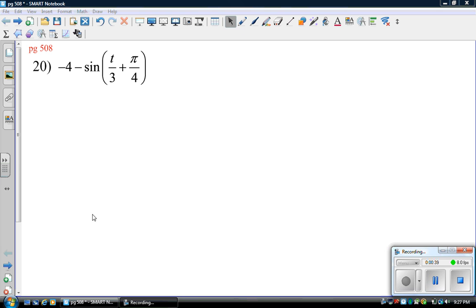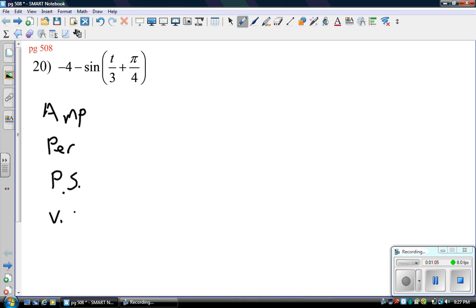Okay, let's start with number 20 from the homework. The directions on these just said state the amplitude, period, phase shift, and vertical shift. So again, I've got four things: amp, period, phase shift, and vertical shift. I can extract all those directly from the equation. Remember from class, the easy things are the amp and the vertical shift.